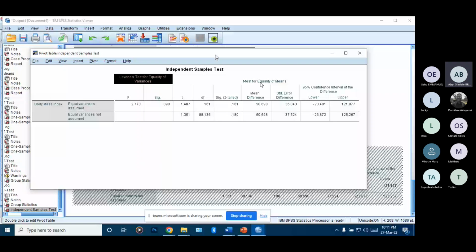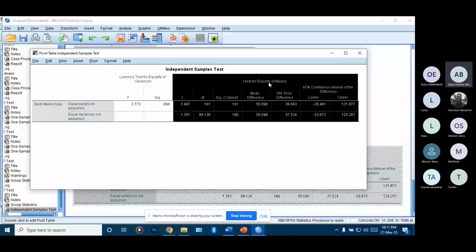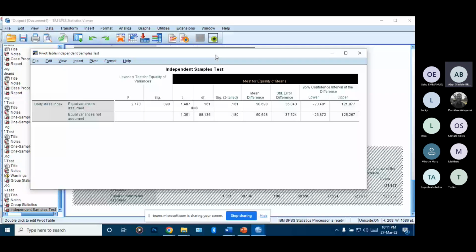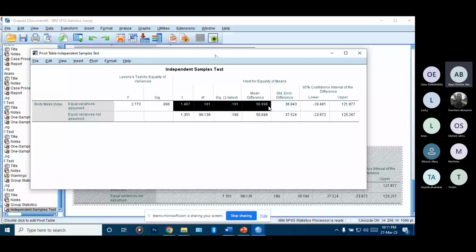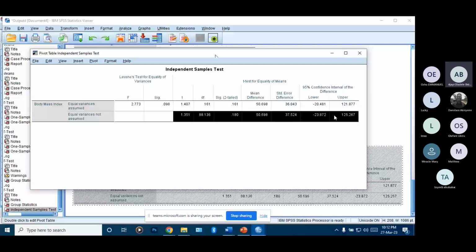So this table gives us two tests. The first one is Levene's test for equality of variance. The second test is the t-test for equality of means. This t-test for equality of means has the normal independent samples t-test, which is the first one here, while this second one here is the Welch test. Now, you start with Levene's test.